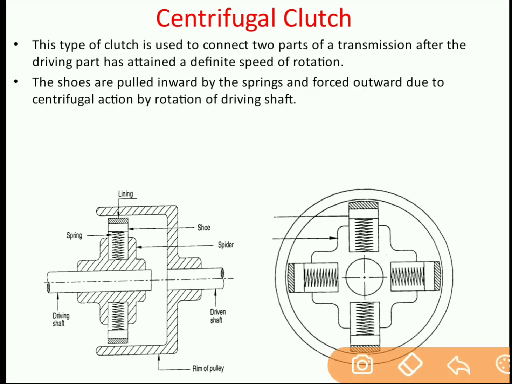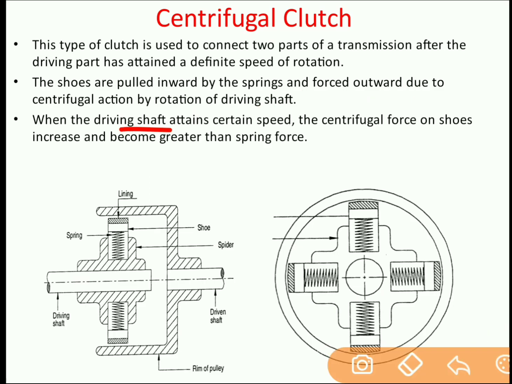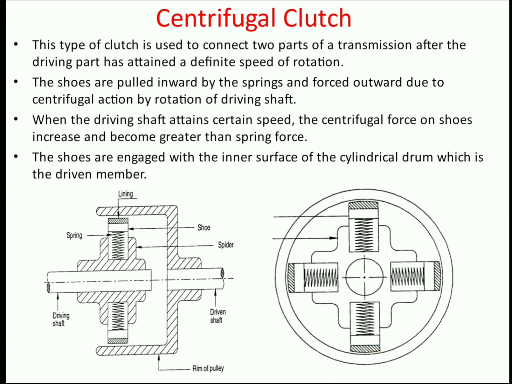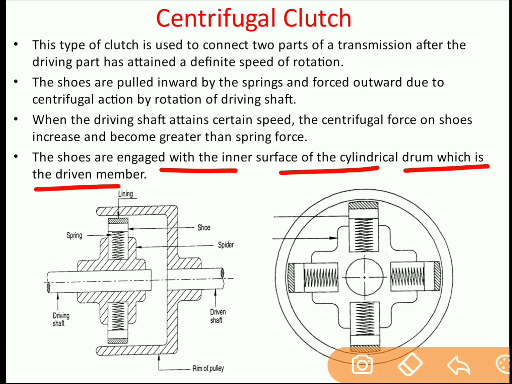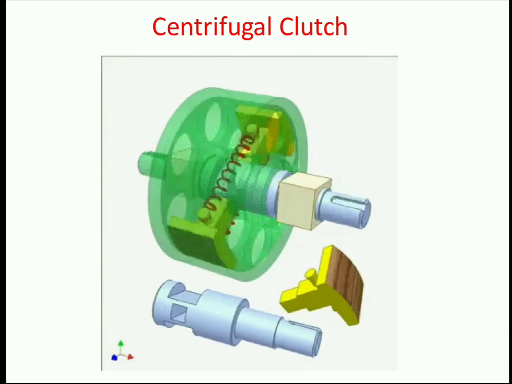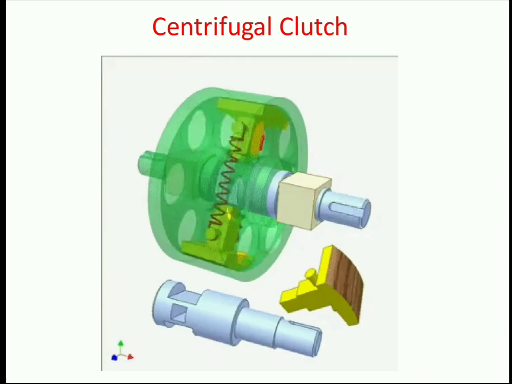The shoes are pulled inward by the spring and forced outward due to the centrifugal action by the rotation of the driving shaft. When the driving shaft attains a certain speed, centrifugal force on the shoe increases and becomes greater than the spring force. The shoes are engaged with the inner surface of the cylindrical drum, which is considered as the driven member. You can see the animation of the centrifugal clutch.